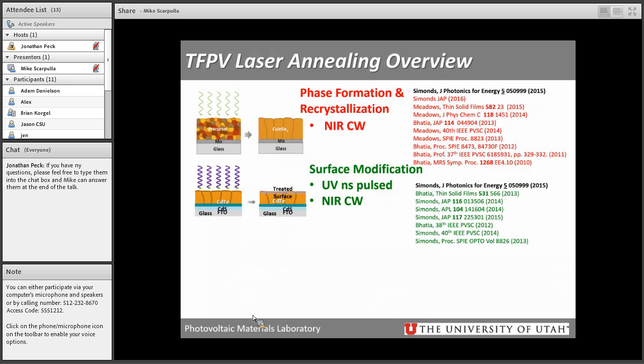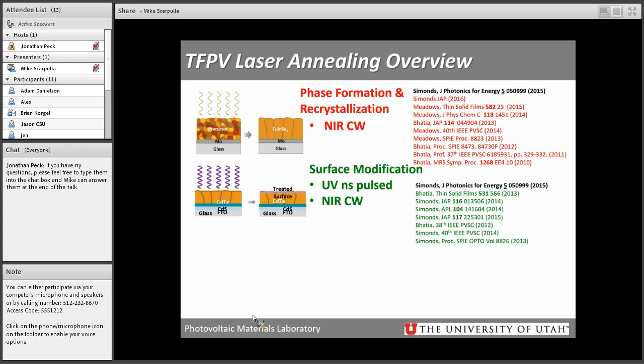Okay, so my group has worked for pretty much the whole time I've been here at Utah, since 2008, using laser processing to modify both CIGS and cadmium telluride materials for thin film photovoltaics. I've listed a whole bunch of papers, and I'll point particularly to the one in bold, which is a review paper that my last postdoc wrote in 2015 that contains an overview of most of it.